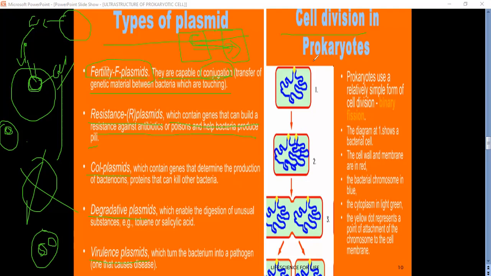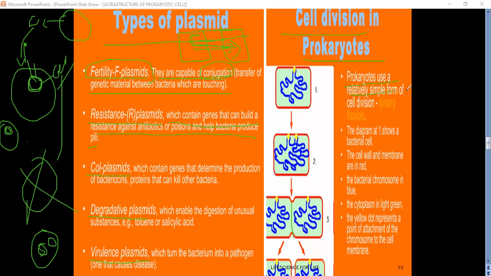Next one, cell division in prokaryotes. Likewise, in eukaryotes there are different types of reproduction, like vegetative reproduction in plants, asexual reproduction and sexual reproduction. But bacteria have only one type of reproduction, called binary fission. That is, one cell divides into two.